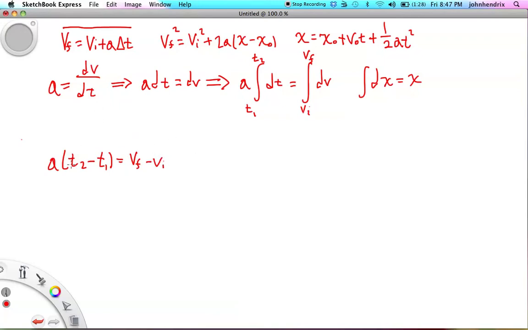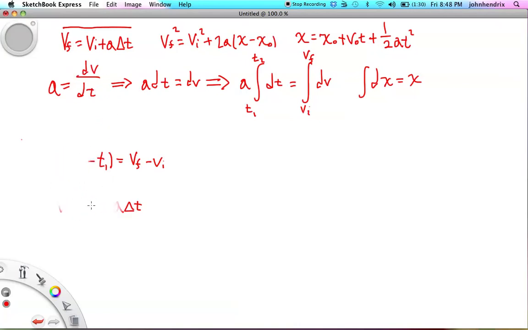And then if we switch out t2 minus t1 for delta t, just to make it one variable to work with, and solve for v sub f, it's pretty easy to show that v final is equal to v initial plus a delta t. And that's where this first one right here comes from.